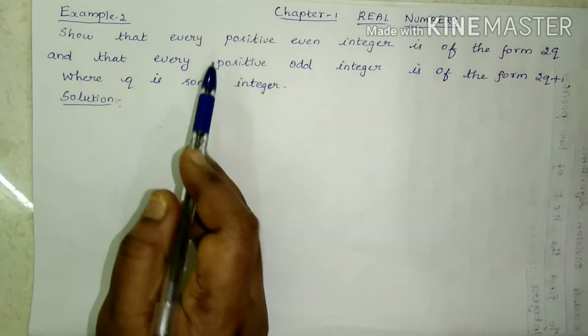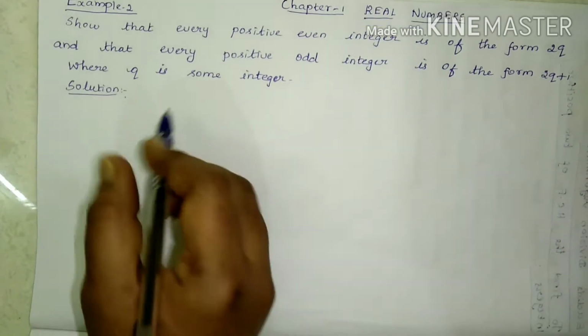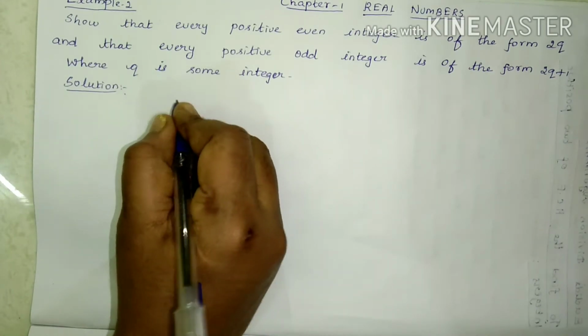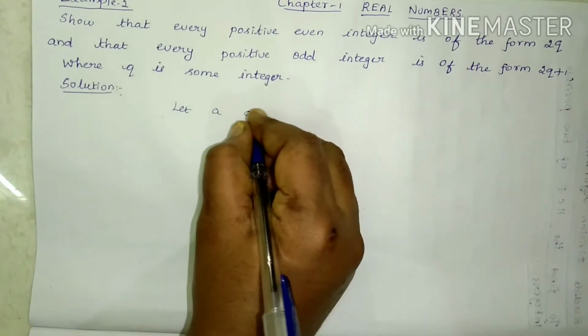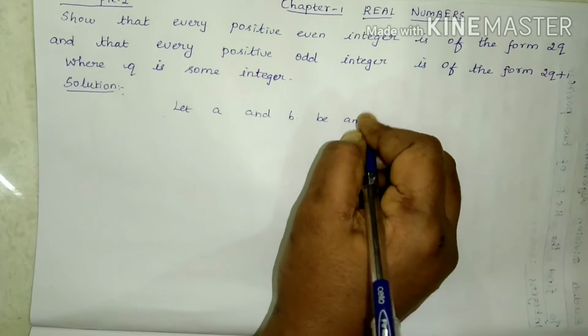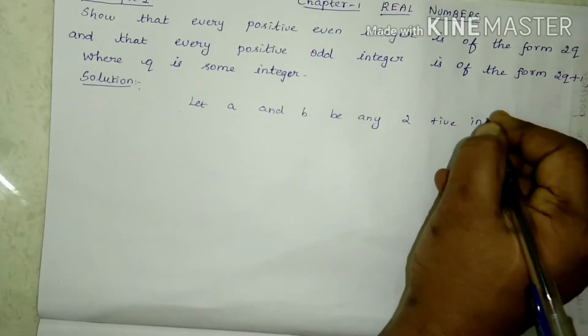Now in order to prove this statement, we have to consider any two positive integers. We can consider those positive integers as a and b. That is, let a and b be any two positive integers.